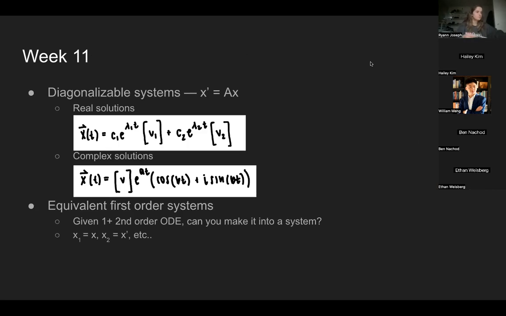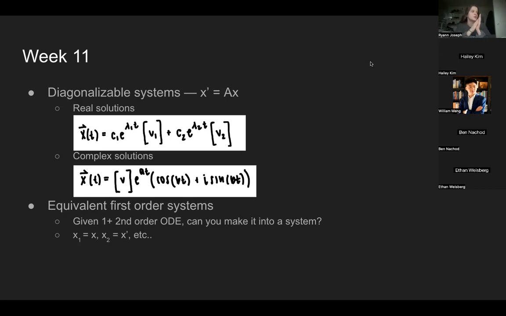Week 11. These are our diagonalizable systems. So we're introducing systems of differential equations. For week 11, they're diagonalizable. So x prime is equal to Ax. The method for solving diagonalizable systems is, given A, which is probably going to be a 2 by 2 matrix, sometimes a 3 by 3 matrix, we diagonalize the system and find the eigenvalues and the eigenvectors.